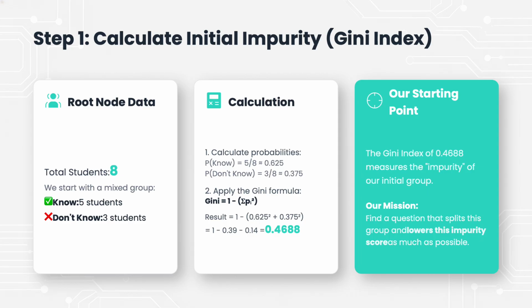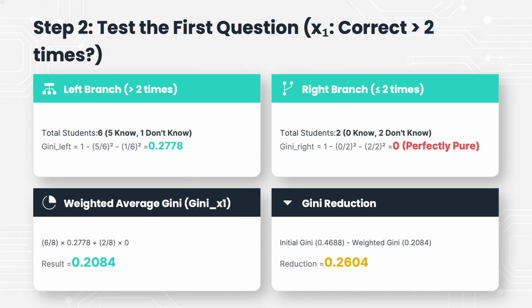Step 1 is to calculate the impurity of our starting group, the root node. Using the Gini index formula, we plug in the proportions of know, 5/8, and don't know, 3/8. The calculation gives us a Gini index of approximately 0.4688. This number represents how mixed up our group is. Our mission is to find a question that will split this group and lower this Gini score as much as possible. Let's test our first feature, exam.